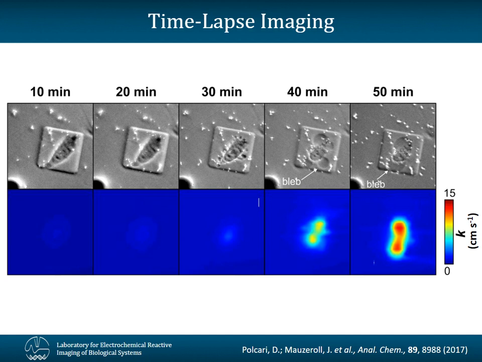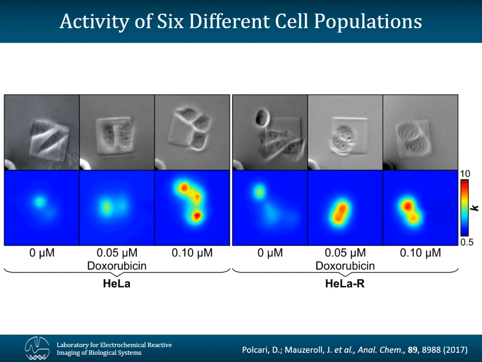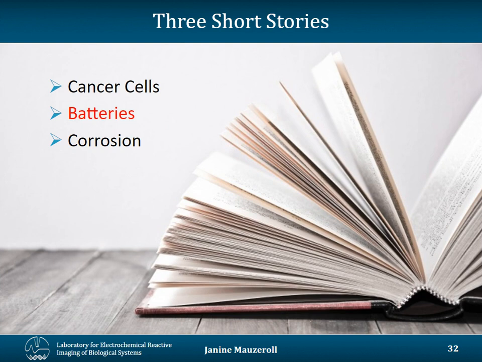And you can also look at the different cell populations that I was mentioning, particularly those targeting the MRP1 phenotype, and get an idea of how much more active certain cells are and try to relate the functional activity that you measure in SECM with the expression level. So that was the example for cancer.